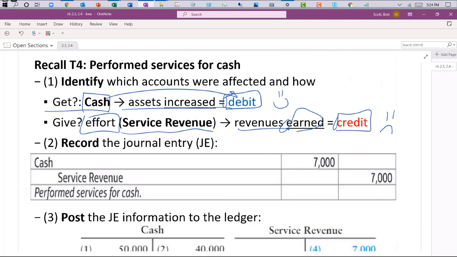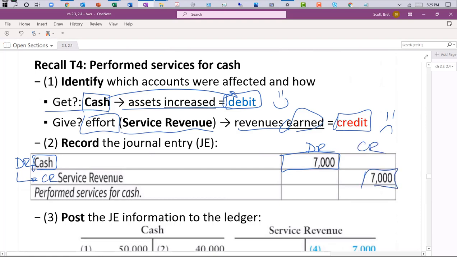So we're going to go ahead and start by debiting what? Cash in this case. Go over to the debit column, input the number, the raw number. What do we need to do next? Go down one line, indent, credit service revenue, go over to the credit column, input the 7,000.